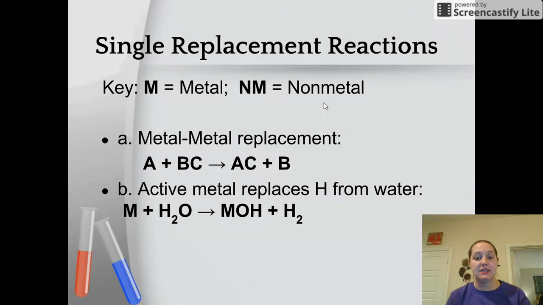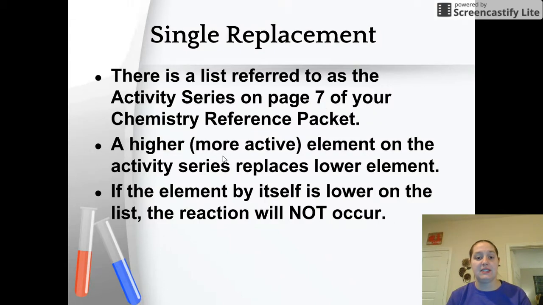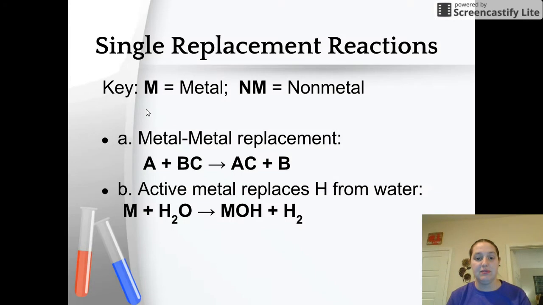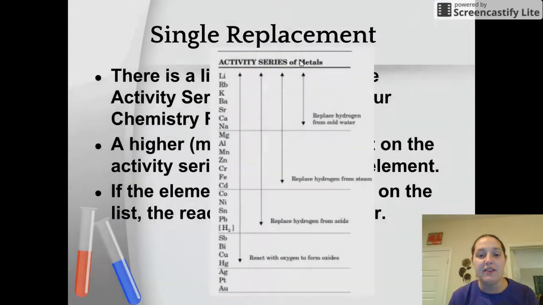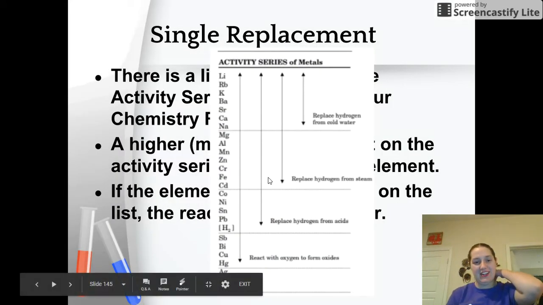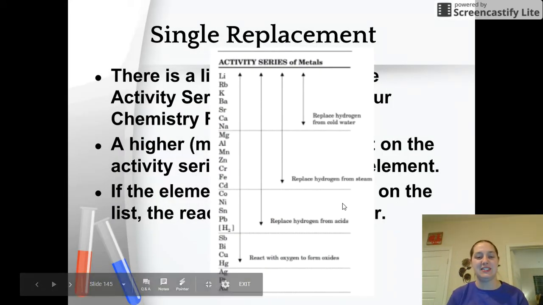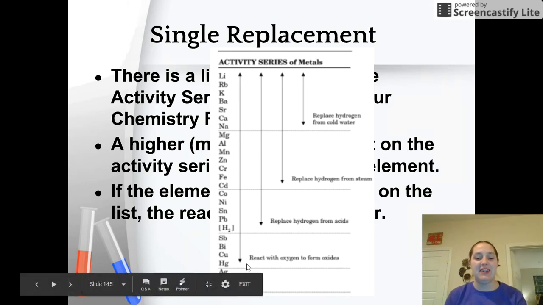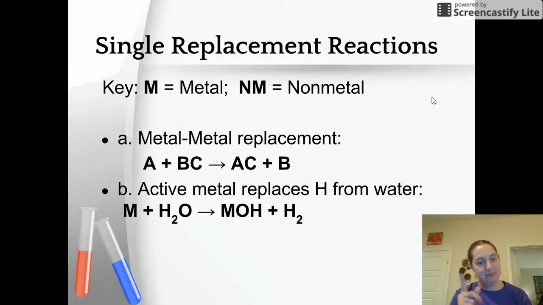Taking a look at this next slide, this is the activity series. So everybody take a look. Here it is off of page 7. This is a screenshot of it. So we see lithium is the most active metal and gold down here is the least active metal. So lithium replaces everything, gold replaces nothing, okay? So it's all about higher replaces lower.